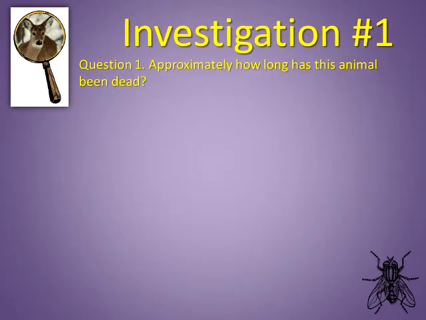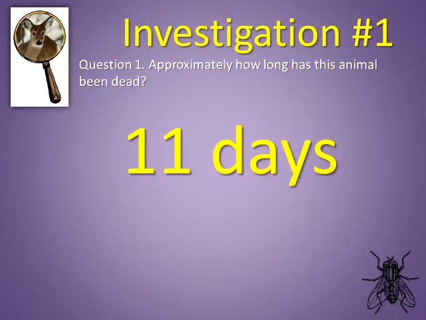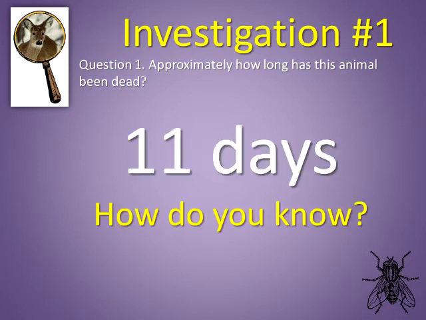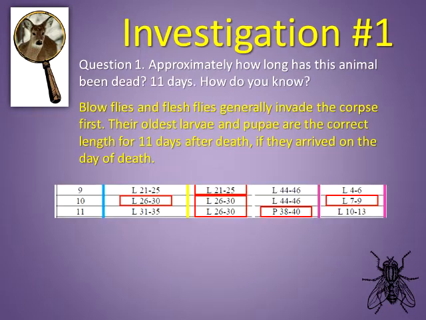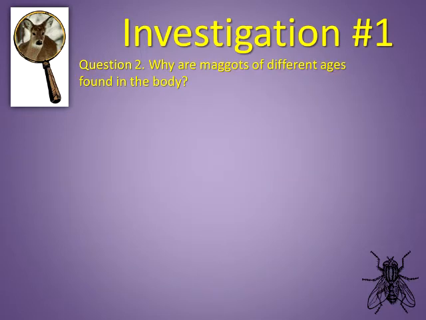Question 1. Approximately how long has this animal been dead? 11 days. How do you know? Blowflies and flesh flies generally invade the corpse first. Their oldest larvae and pupae are the correct length for 11 days after death, if they arrived on the day of death. Question 2. Why are maggots of different ages found in the body?